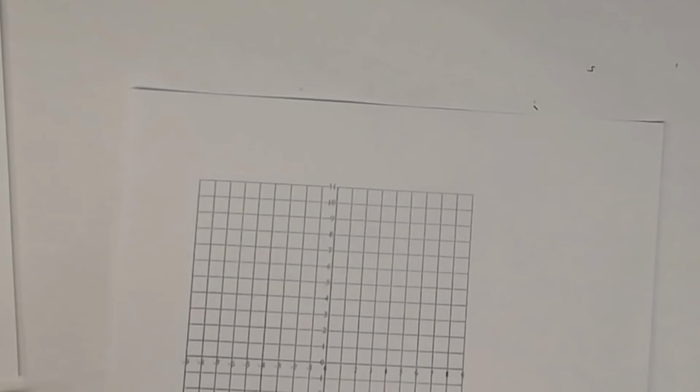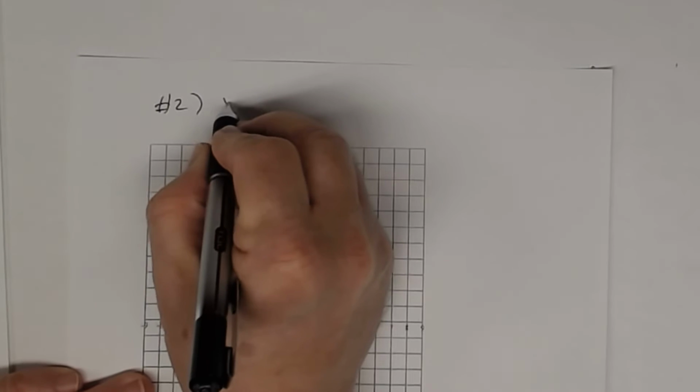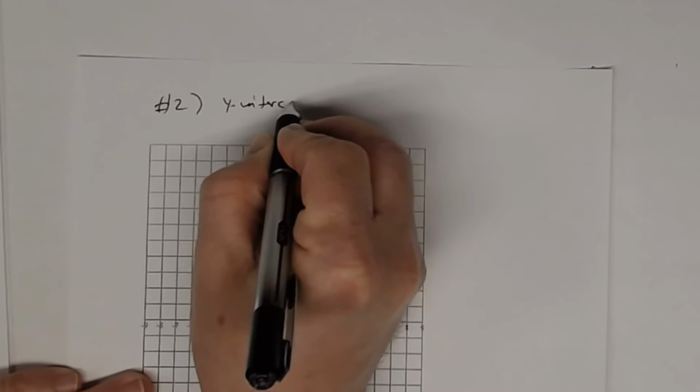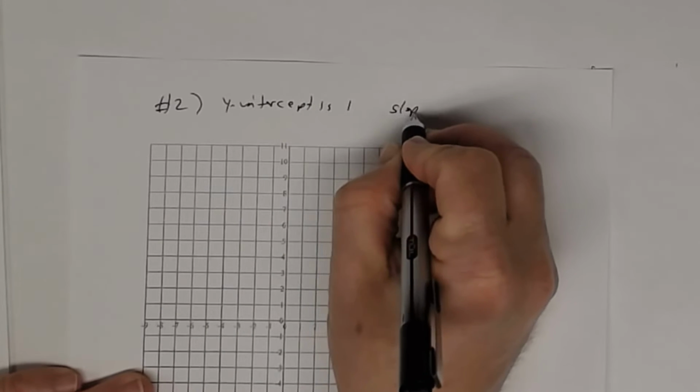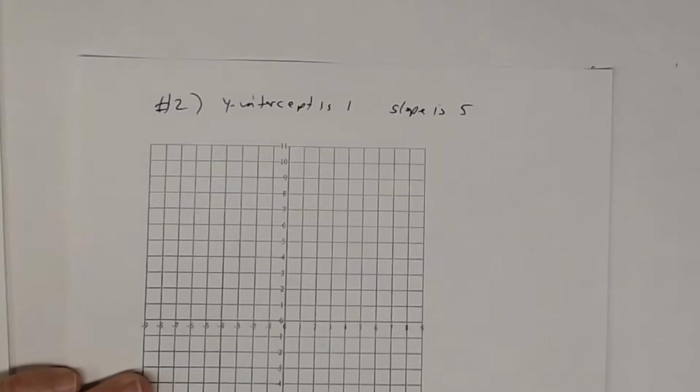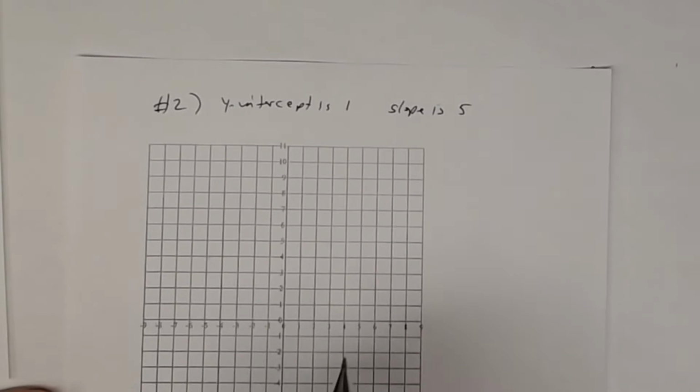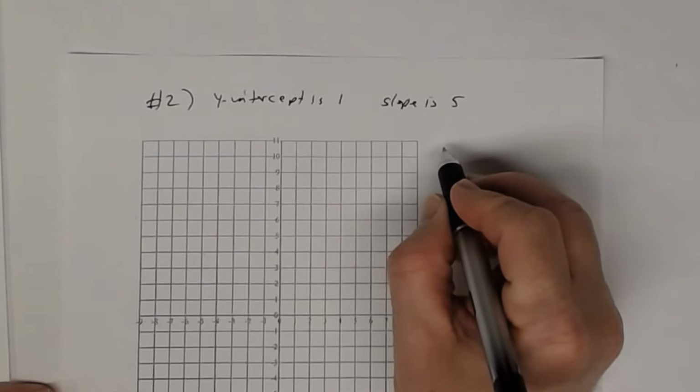Let's look at number 2. I'm going to put number 2 on graph paper. So here's number 2. Let's say my y-intercept is 1 and my slope is 5. Y-intercept is 1, slope is 5. Remember, to graph a line, you need 2 points. To graph a line, you need 2 points. So I need 2 points.